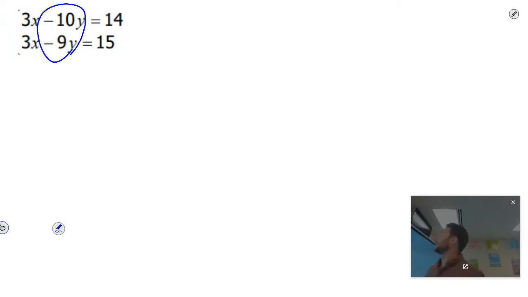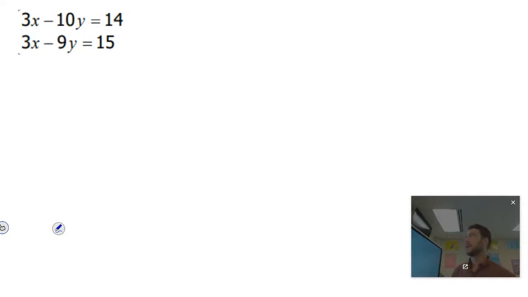Negative 10y and negative 9y is negative 19y. That's not that cool either. Okay, weird. So now I have to sit here and be like, well, I need to add these two things together, but right now nothing will eliminate. How do we handle that? Well, we can say, what if I just manipulated one of these equations a little bit? What if I did something to one of these equations so that when I added them, they would eliminate? And that's going to be the plan.